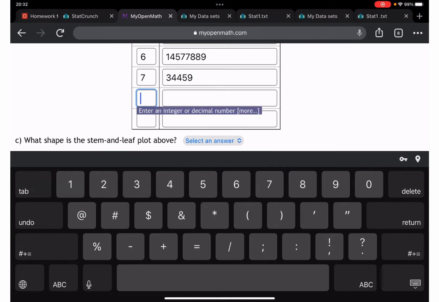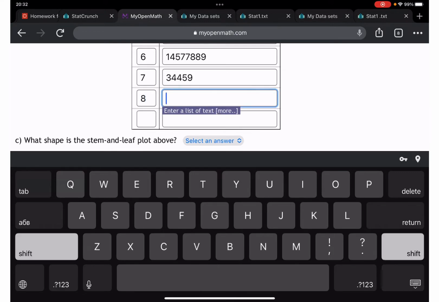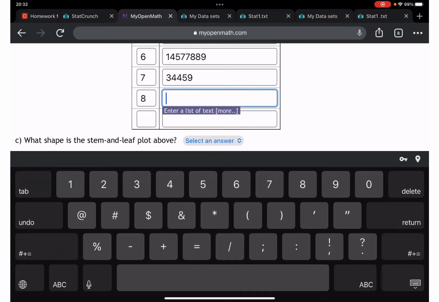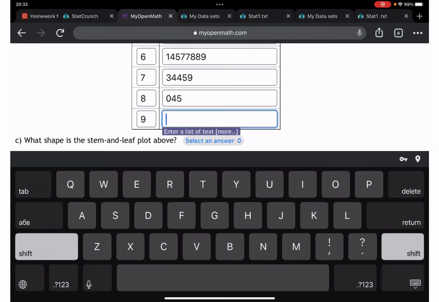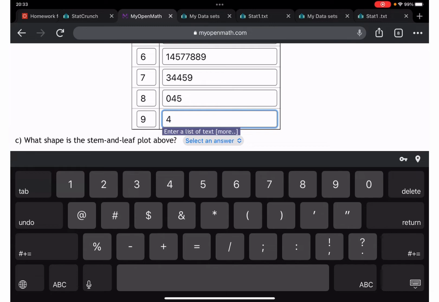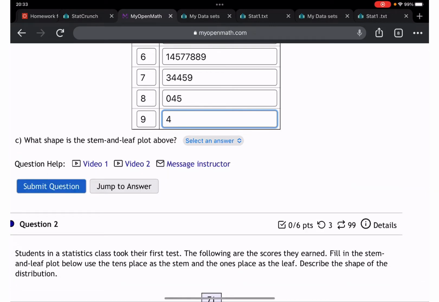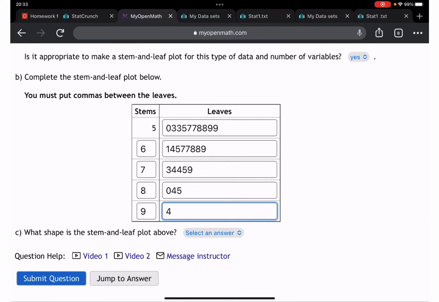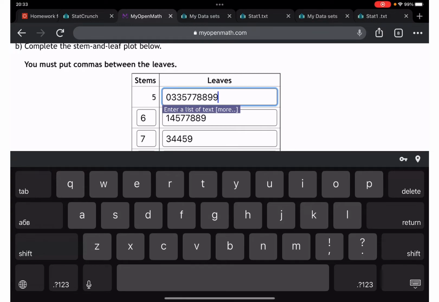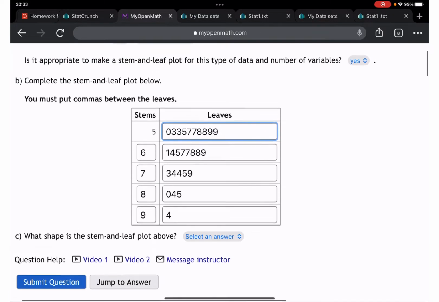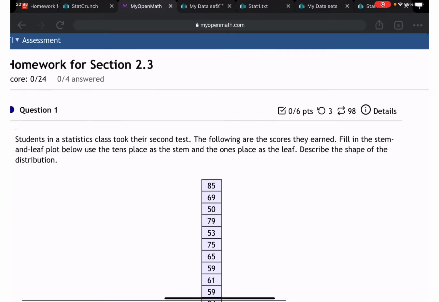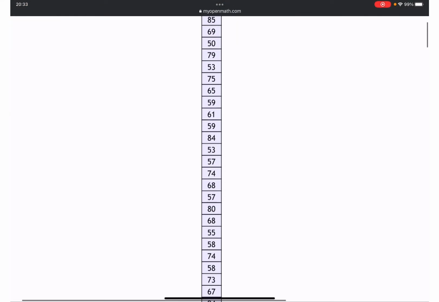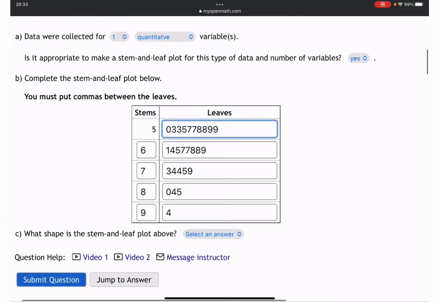And we get stem is 8. So we get 0, 4, 5. And lastly, stem 9. We are getting here 4. So based on this stem and leaf, I can figure out how many elements I have counting these leaves. I counted these numbers, 27. Total should be 27, right?